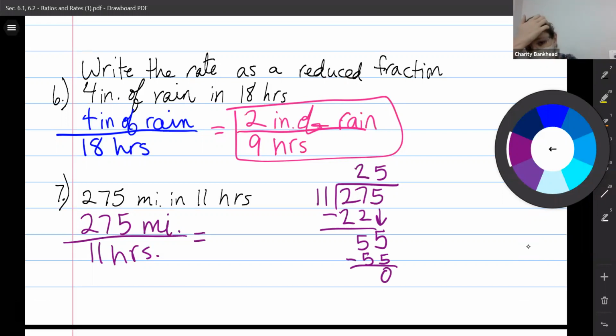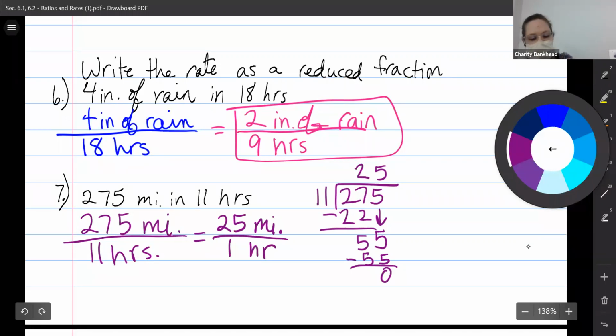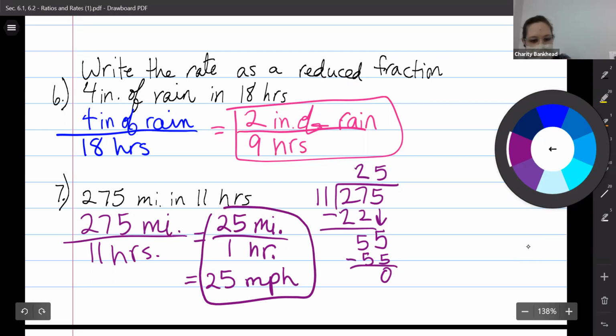Okie dokie. So 11 goes into 275 25 times, so 25 miles. And 11 goes into 11 one time, so 25 miles per 1 hour, or in other words, we might say 25 miles per hour, like that.